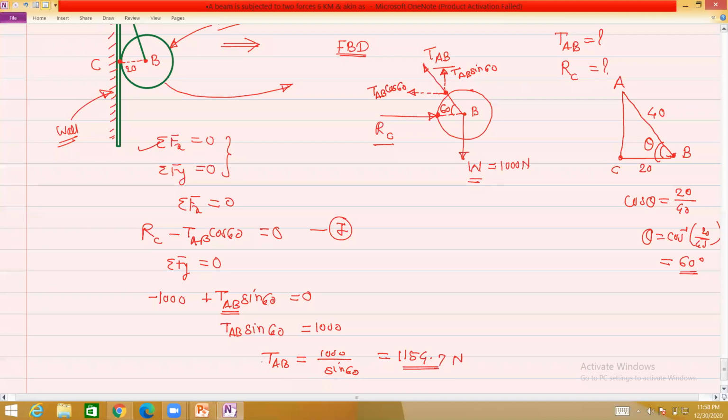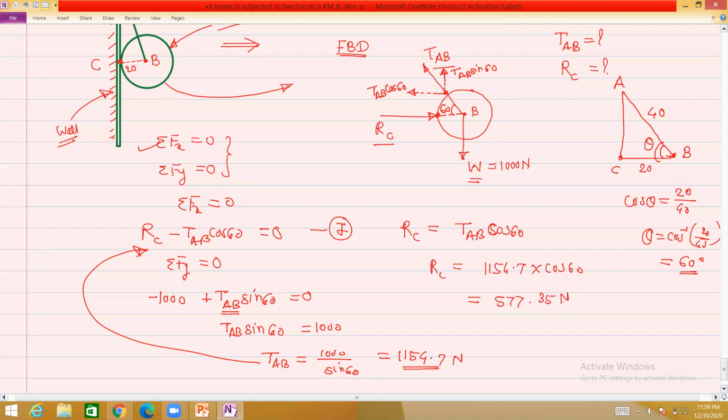This is 1154.7 Newton. And then you can put this value in this equation. So we will get the RC. It is equal to tension AB cos 60. So RC is equal to 1154.7 into cos 60. That is equal to 577.35 Newton. So this is the value of RC.